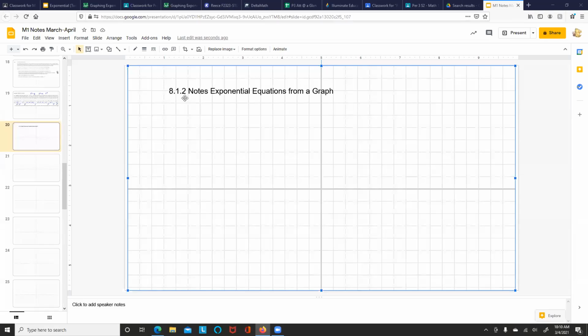Okay, so 812 notes, exponential equations from a graph. All right, the notes that we're going to take are, we're going to explain what our equation is. Let me get my pen here. Let's see, y. So what does a general equation of an exponential look like?